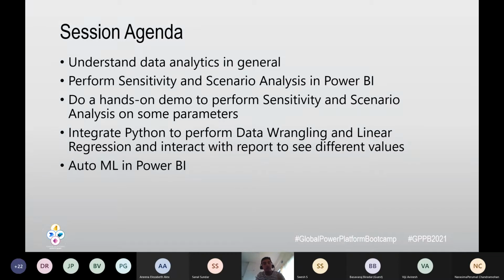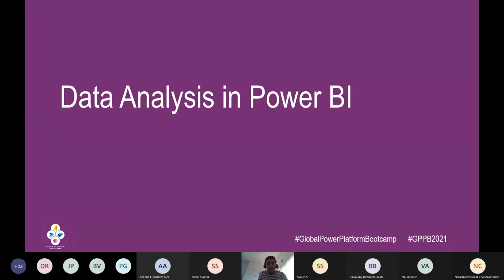We're going to show one in Power BI as well, by building a linear regression model as well as a binary model. I'm going to show you both the models with the help of dataflows.